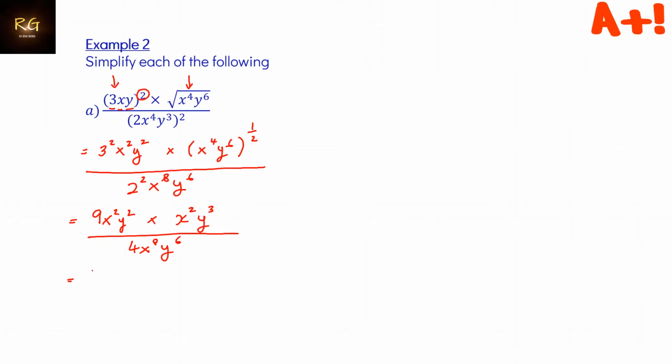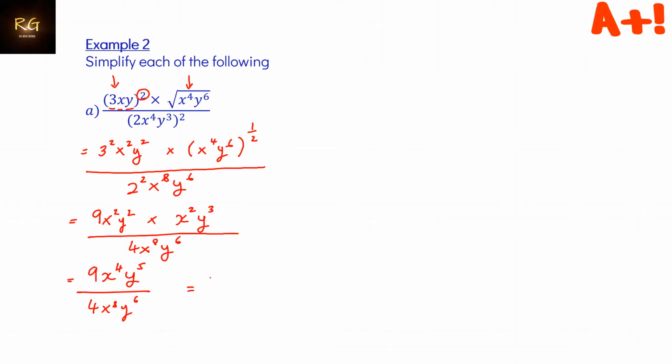Now rewrite this 9, and then we can multiply x and x together, right? Since it's the same base, it will become x, 2 plus 2 is going to give you 4. And then y and y we can multiply together, write y, and then we just need to add up the powers together since it's a multiplication. So 2 plus 3 is 5. And then rewrite again, divide by 4, x to the power of 8, y to the power of 6.